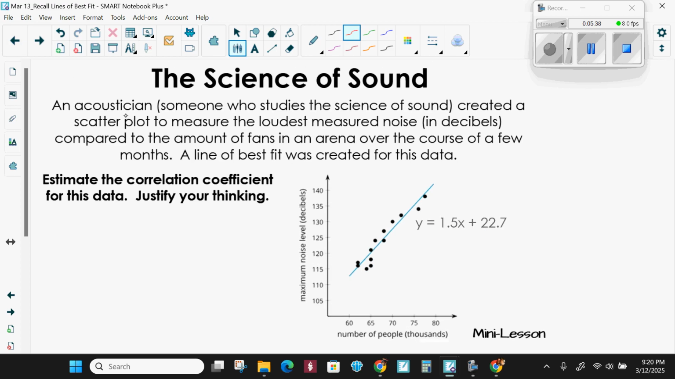It says estimate the correlation coefficient for this data and justify your thinking. Now, we don't have the actual numbers here for these points, so we can't use Desmos like we did the other day to create the r value, but we can estimate this. We know it's going to be positive because the slope is positive, and these are really close, so I'm going to say probably a 0.9 or maybe even a 0.95, somewhere between those two because they're real close together.